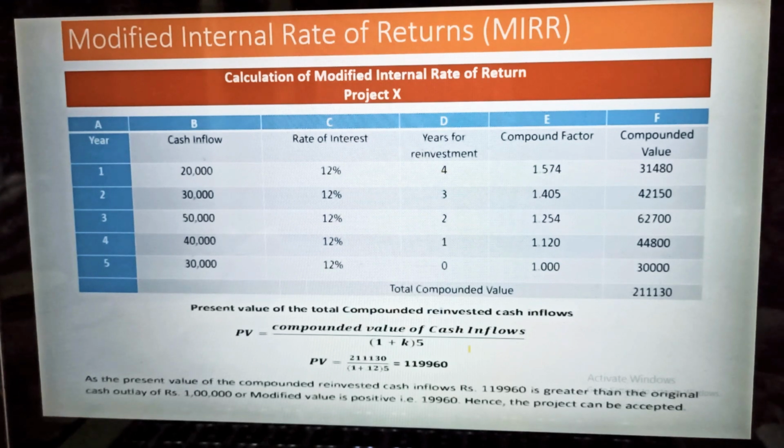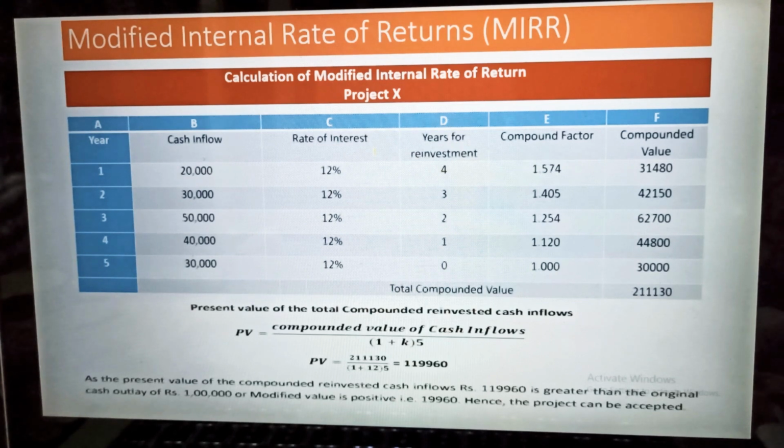Under this question we will again calculate the modified internal rate of return for project X and for project Y separately. First again I have divided this into columns A, B, C, D. You can check A, B, C, D, E and F. Again I have taken the year, then cash inflow I have taken from the question, then rate of interest, this rate of return, and this is the hurdle rate actually, which I assume 12% in this question. The same percentage I have taken.